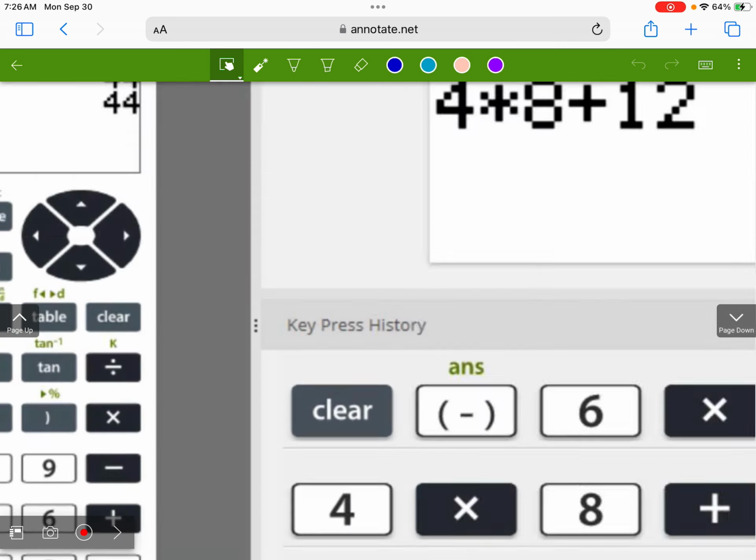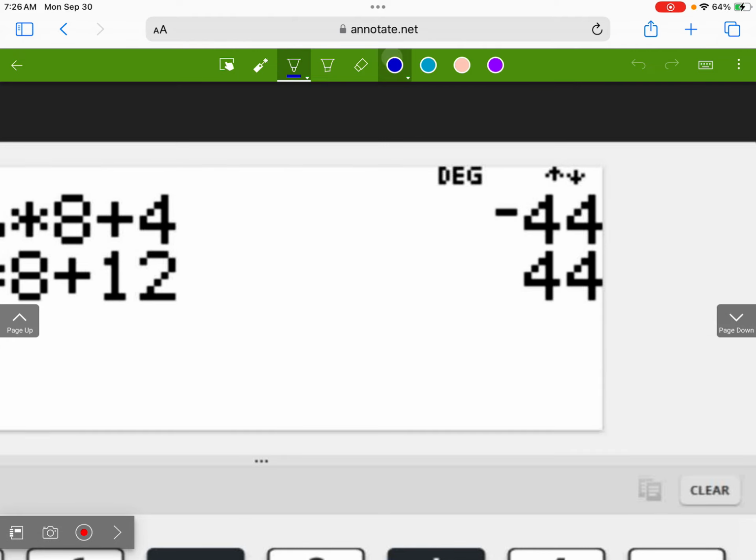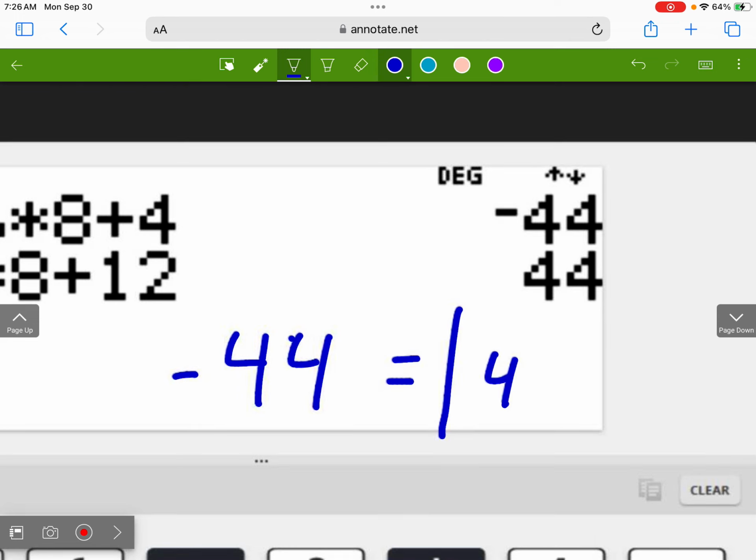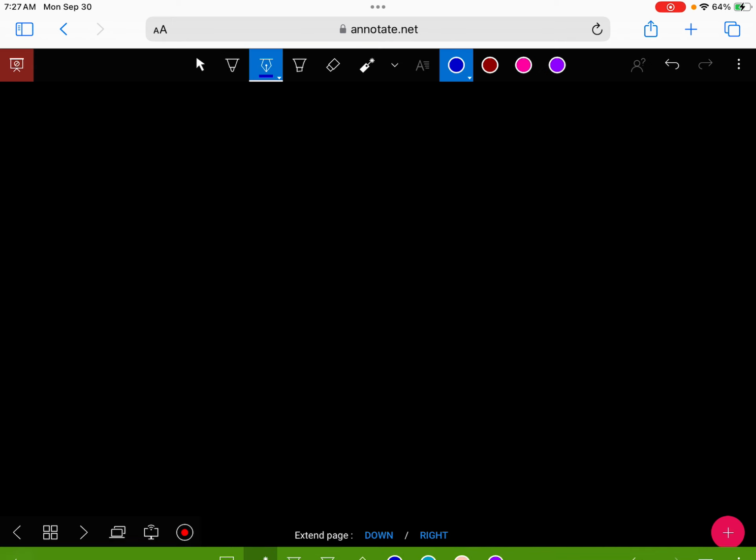So does negative 44, the very first one, equal the absolute value of 44? The absolute value of positive 44 is positive 44. Not negative. So no. The left-hand side's negative. So this one does not check.